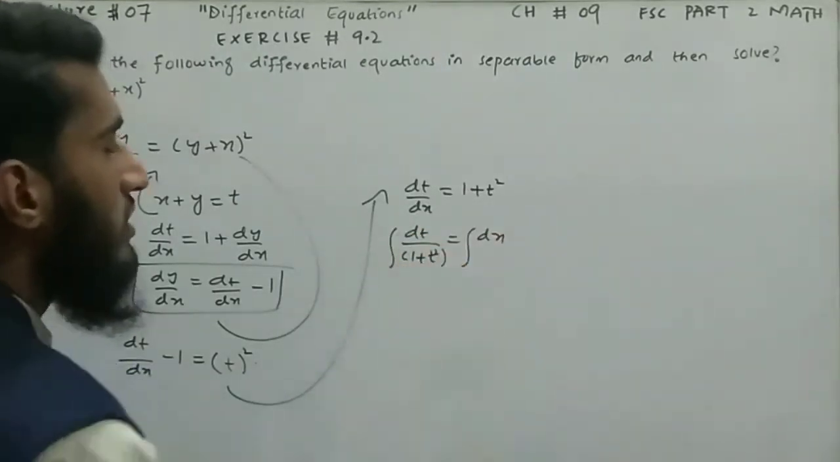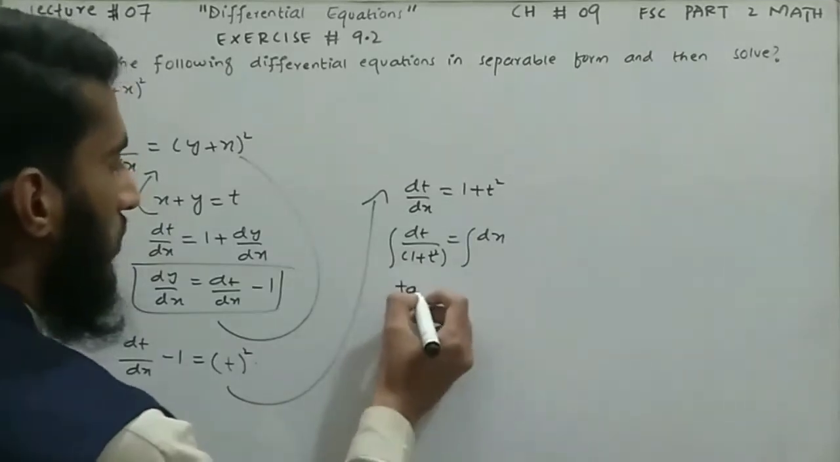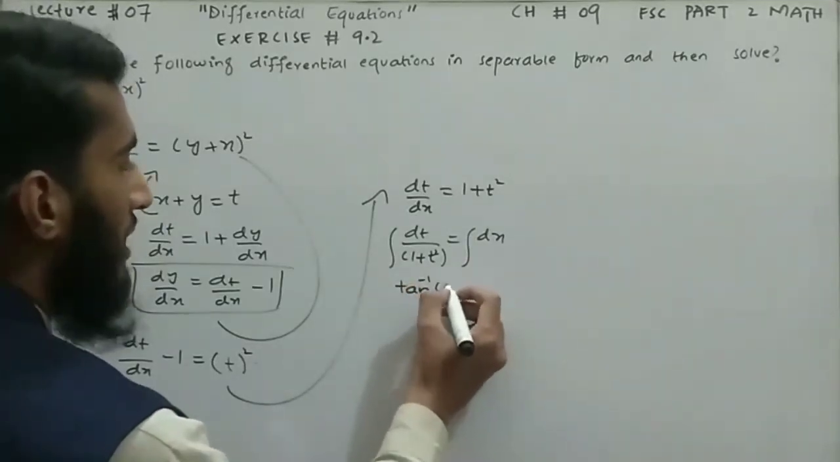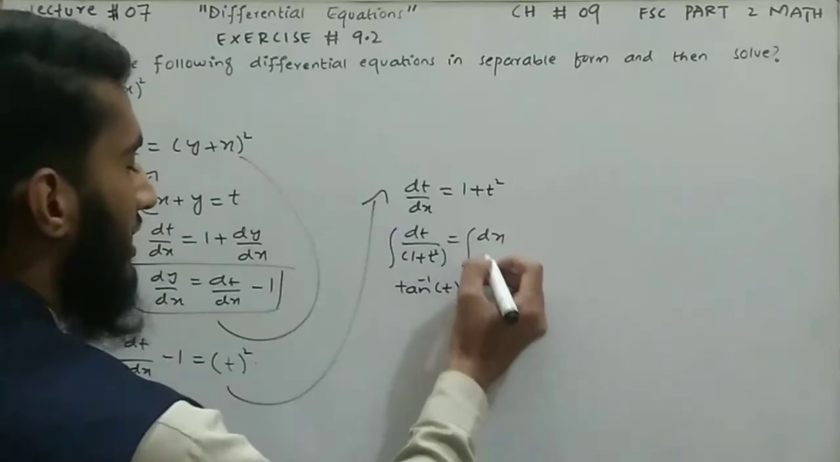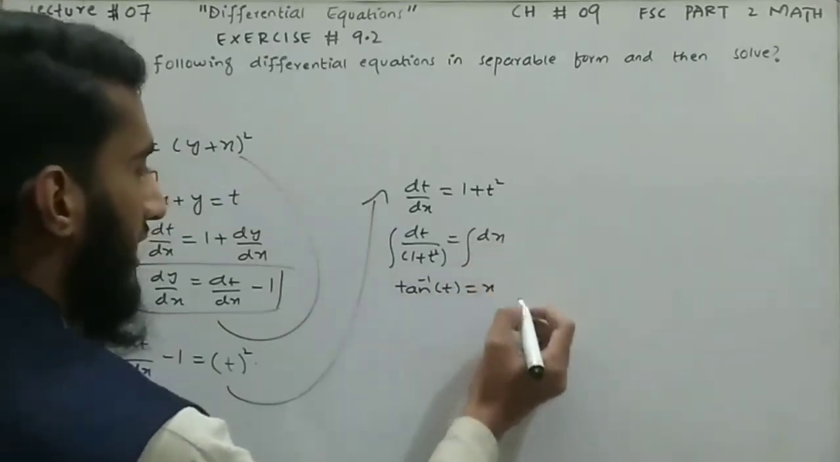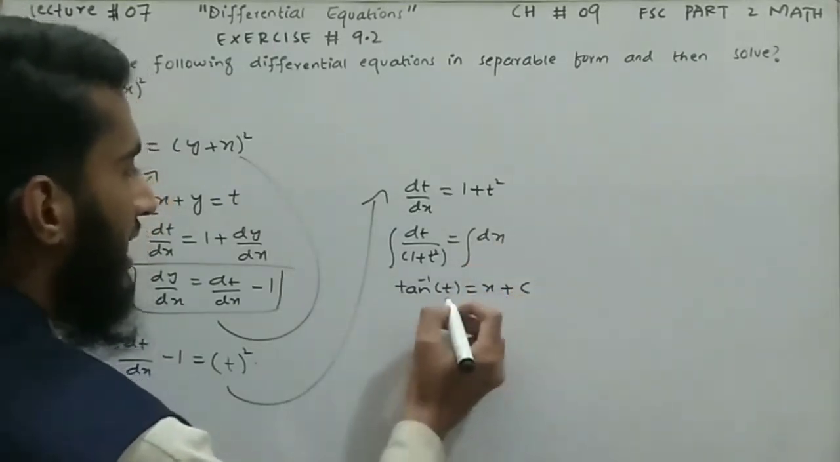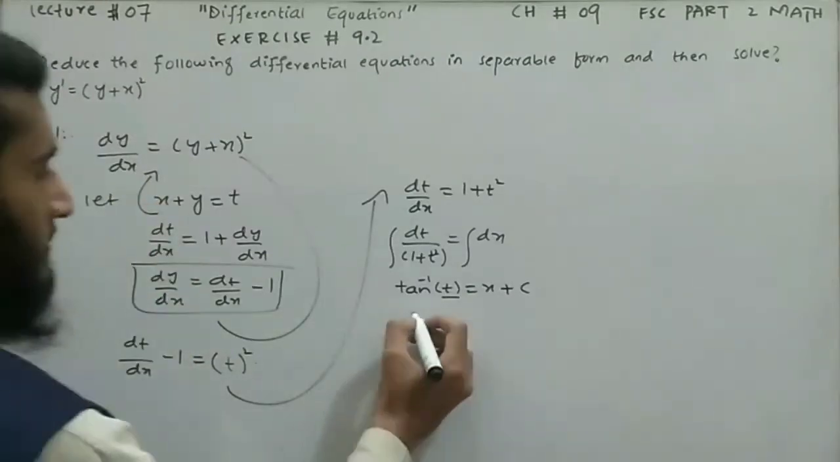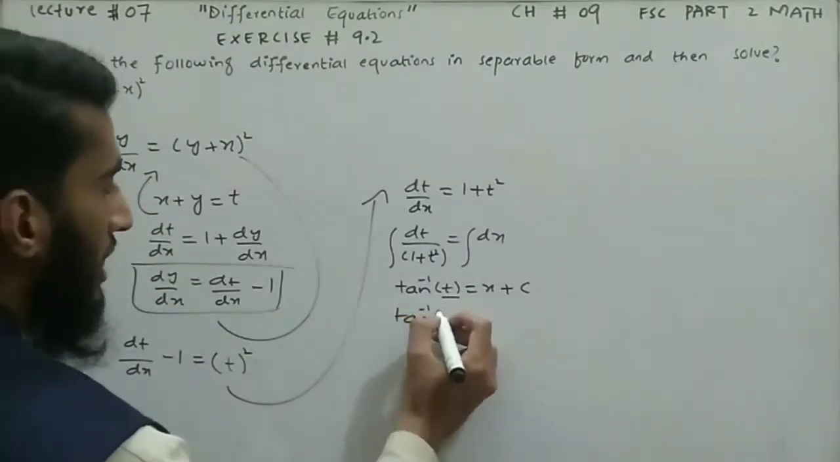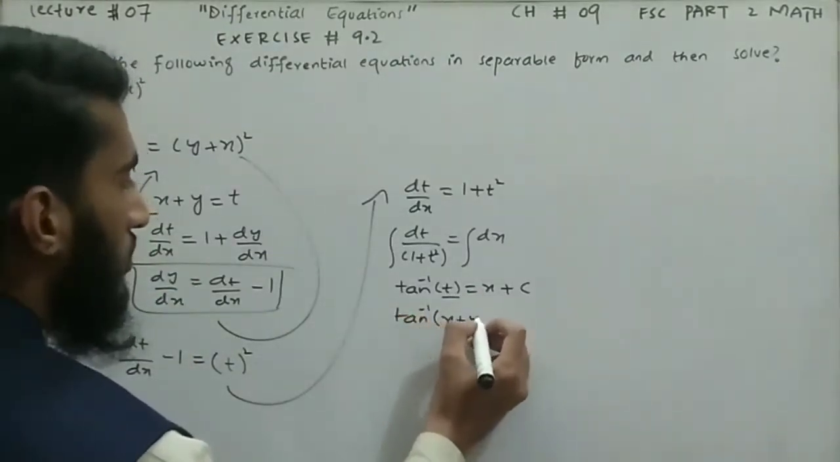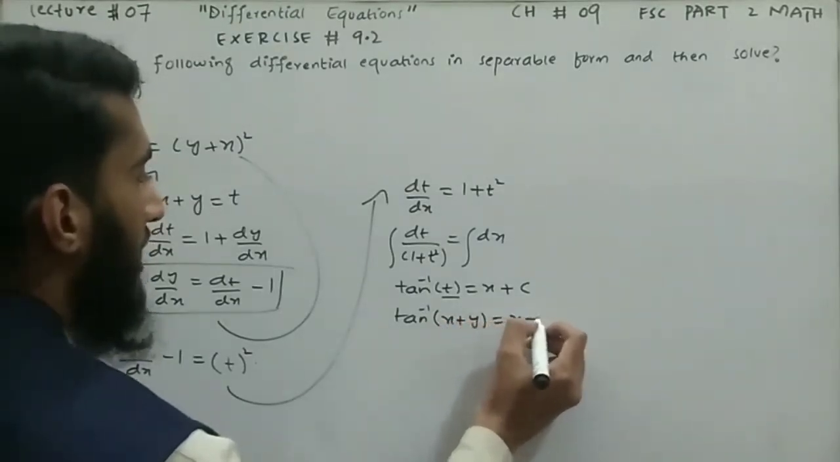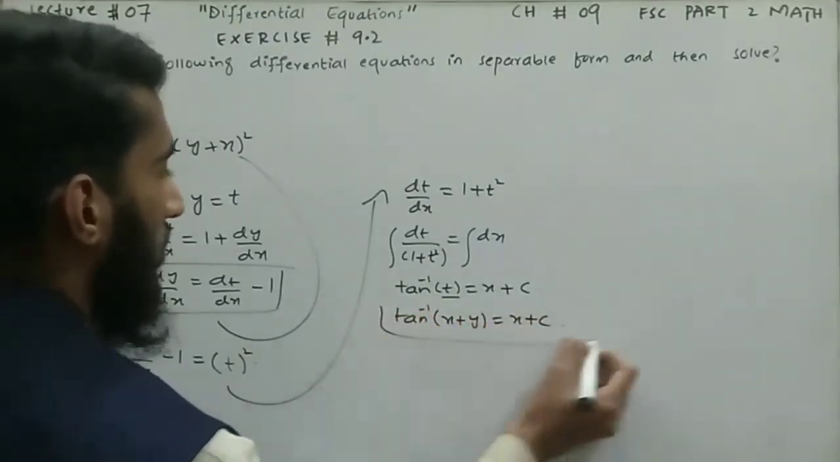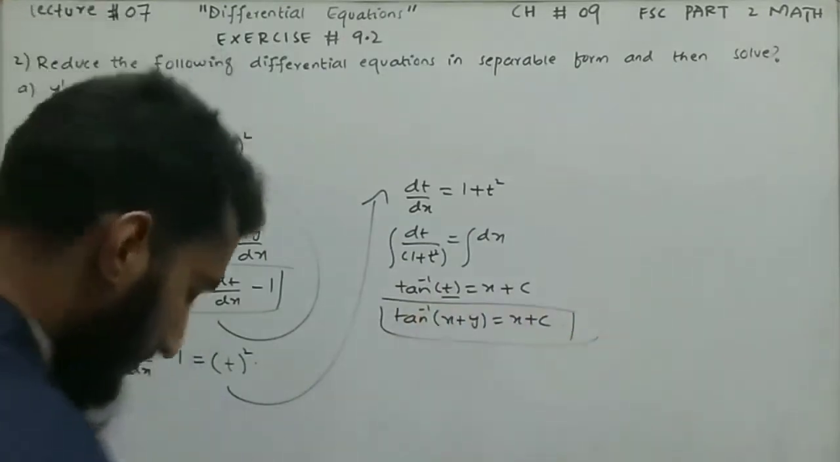So the integration of 1 over 1 plus t square is tangent inverse of the variable, which is t. The integration of 1 with respect to x is x, plus a constant of integration. Now replace t again with x plus y. So it becomes tangent inverse of (x plus y) is equal to x plus c. This is the required general solution.